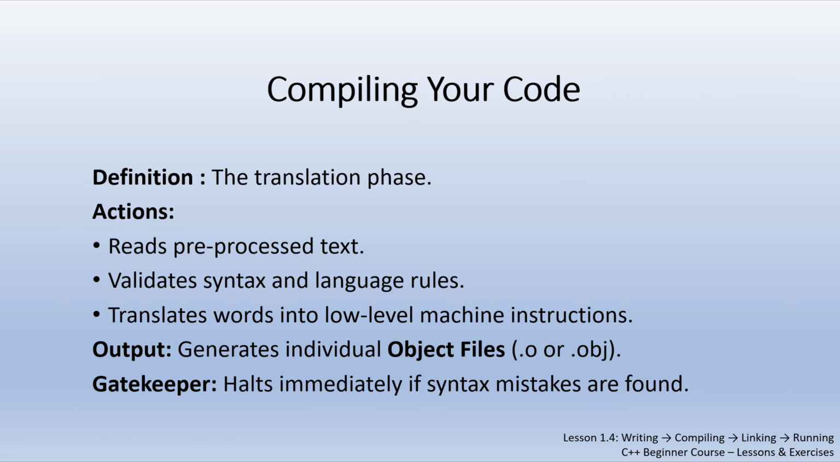Next comes compiling, one of the most important steps. The compiler reads your preprocessed code, checks it for errors, translates it into machine instructions, and produces object files ending in .o or .obj. These object files contain low-level machine code, but they are not complete programs yet. If your code has mistakes, the compiler will stop right here and show you error messages. This is why understanding the compile step helps you debug more effectively.